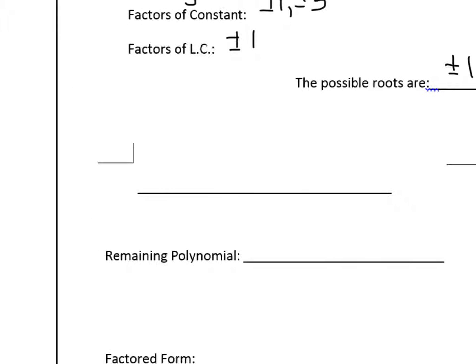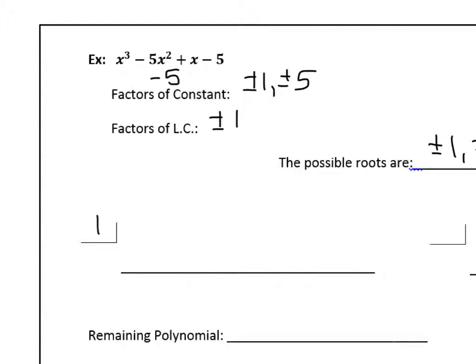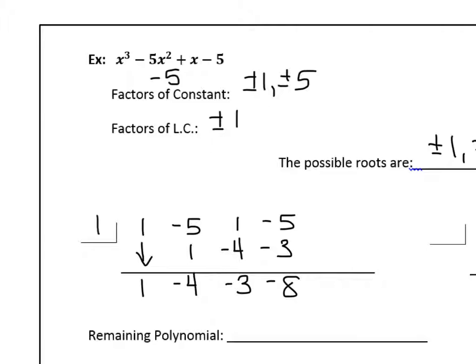If we start by plugging in a 1 for your synthetic division, we would have coefficients of 1, negative 5, 1, negative 5. Bring down your 1. 1 times 1 is 1. Negative 5 plus 1 is negative 4. Negative 4 times 1 is negative 4. 1 plus negative 4 is negative 3. Negative 3 times 1 is negative 3. That one didn't work. So now let's go over and try negative 1.